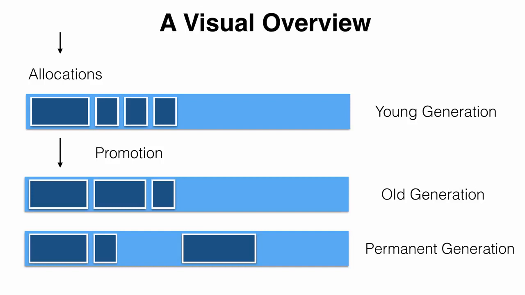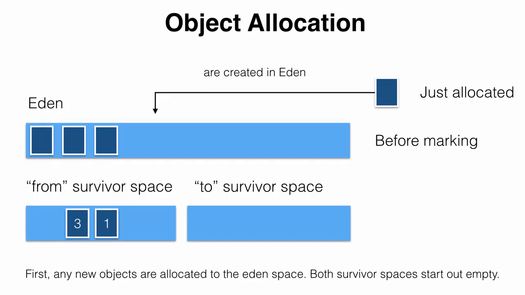Visual overview of the allocation. So we get the allocations in the young generation, we get the promotion to the old generation, and then the permanent generation. Going back over object allocation, here we have the early stages of the Eden. This is just the young generation that we're looking at. So we get it allocated before it's marked, even though we could have more in here. So we move these from one survivor space to the other survivor space.